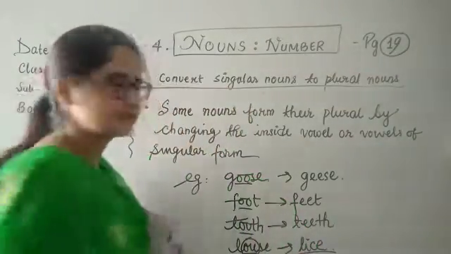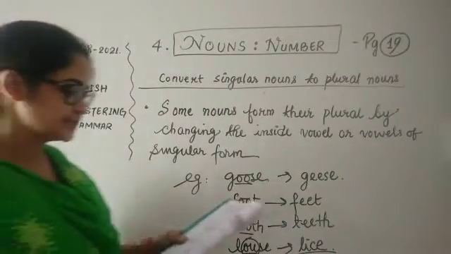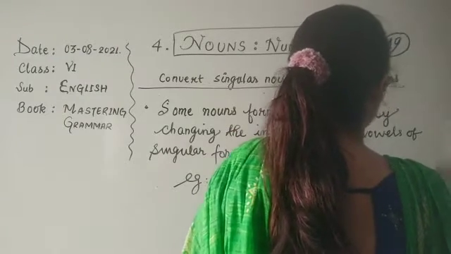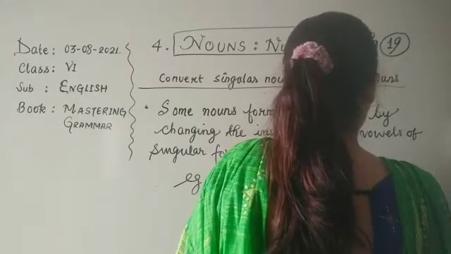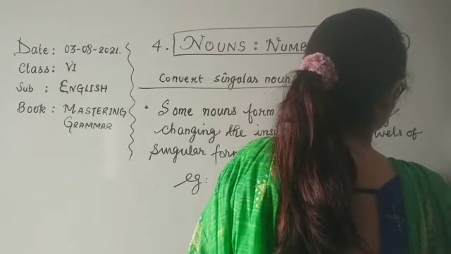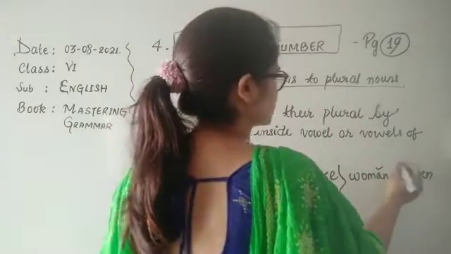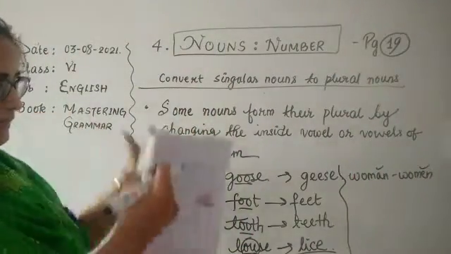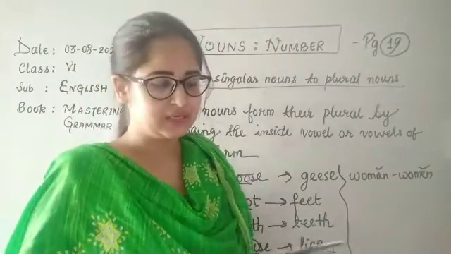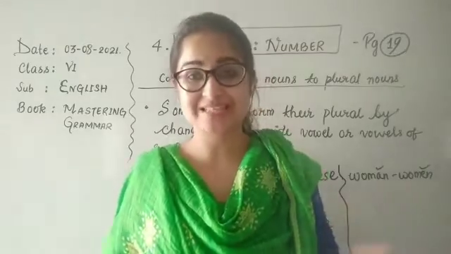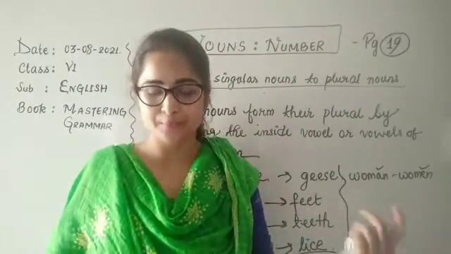Lice. Now one more example we have, this is the most common one, we have always used it. Woman becomes women. See, we have changed A into E to make the plural of woman. Now children, let's move to the last point, last rule I think. After this, we are going to understand how we are going to use the plural or singular form.